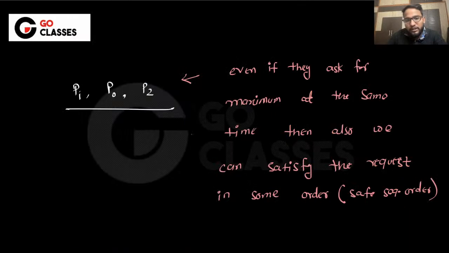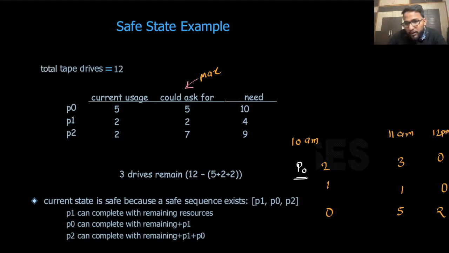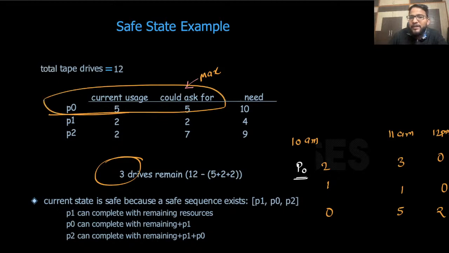What if P0 is asking for some resources, not the maximum, it need not be the maximum? Let's suppose this is the safe sequence you have. If P0 is asking for one resource, can you satisfy? At this point in time, you have three available with you. P0 is asking for one, and this is the maximum that it can ask. Can you not satisfy?